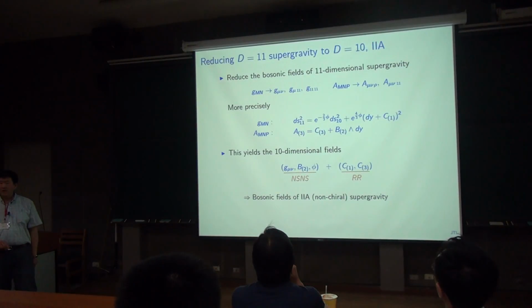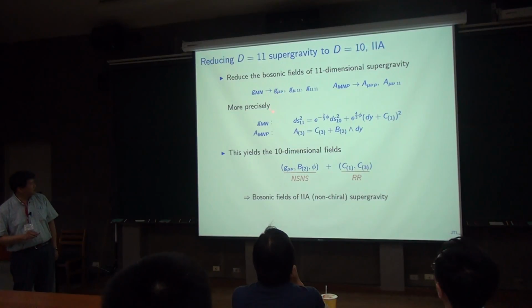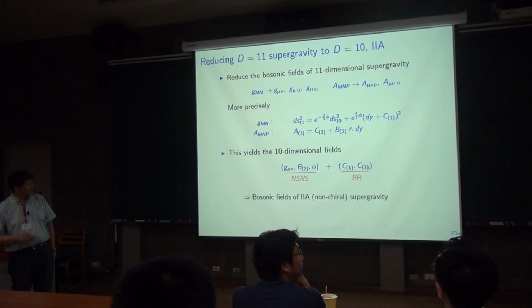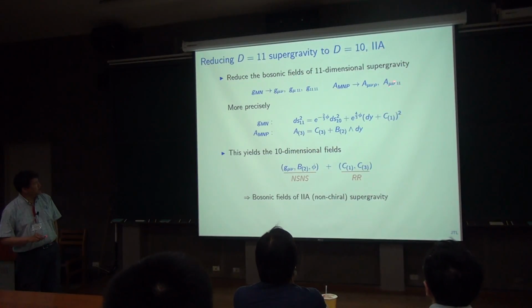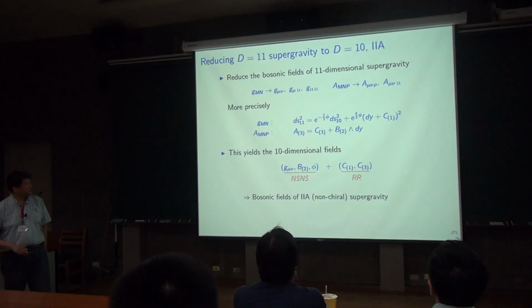Okay. As I said, the internal index is basically just 11. So I can break the metric up into G mu nu, G mu 11, and G 11, 11. And the three-form potential, A mu nu rho, or A mu nu 11, basically.